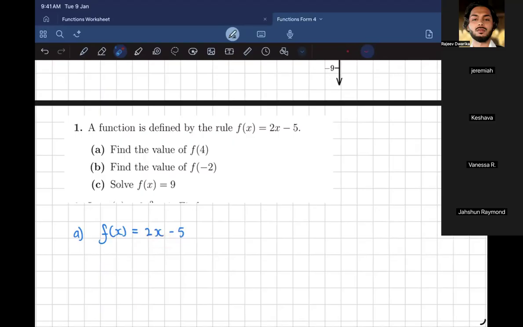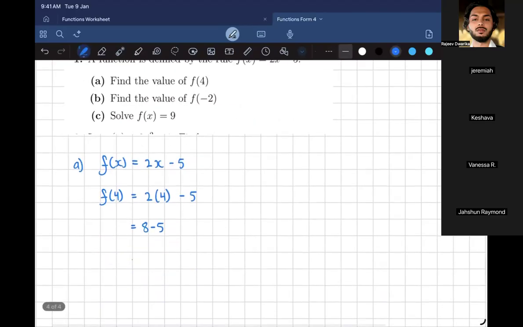Right. So this function is multiplying x by 2 and then taking away 5 from that number. So if we want to find f of 4, all that means is wherever you see x, you're going to replace it with 4. So I'm going to write 2 times 4. So I replaced x with 4, minus 5. What's 2 times 4? Eight. So 8 minus 5. What's 8 minus 5? 3, right?